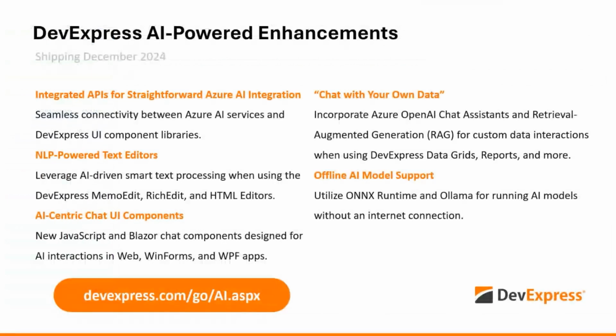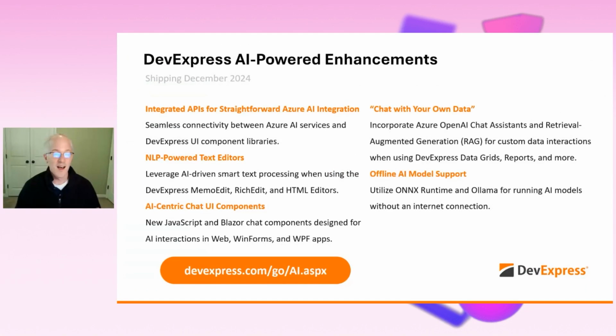All right, now DevExpress, they're working on a bunch of AI-powered enhancements for their upcoming release in December. So this is stuff that's in the works. They're adding integrated APIs to make it really easy to connect to Azure AI services and really any model with DevExpress UI components. They're building AI-assisted text processing in their text editing components. They're also working on a pre-built Blazor chat UI for creating your own copilots and chat assistants.